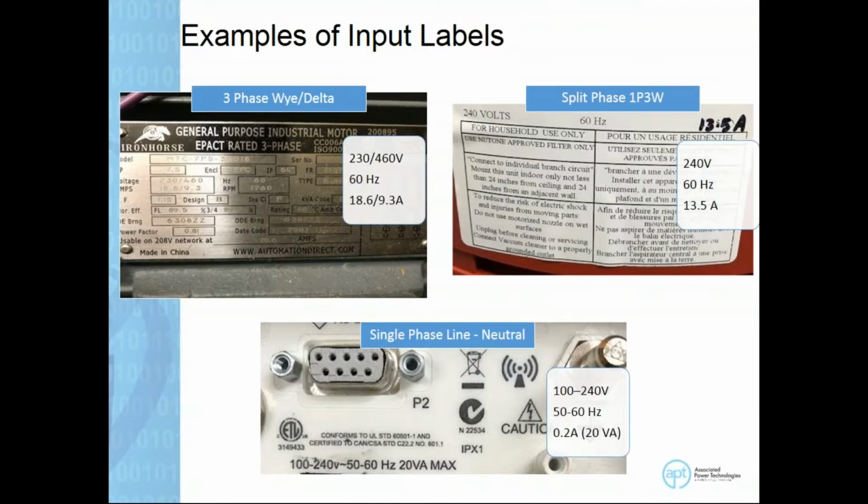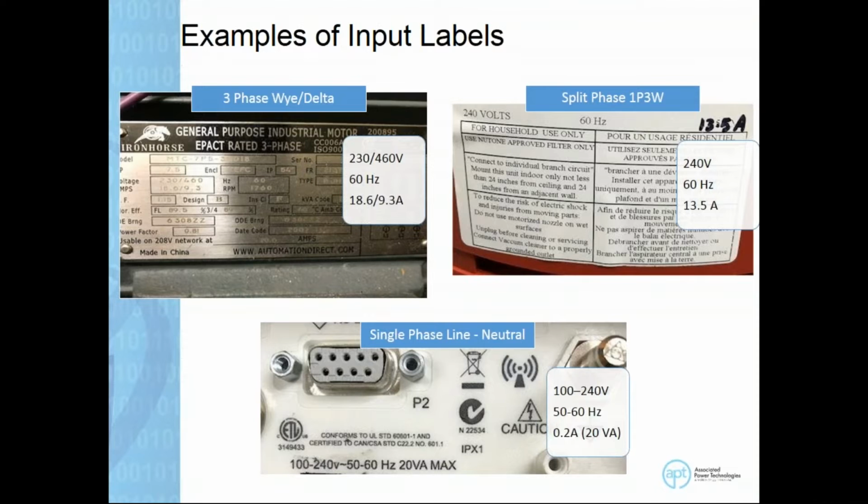The example below is for a single phase line neutral connection. Again, single phase, which is line neutral. This product is a medical device. It'll show at the bottom that the voltage range for this product is from 100 volts to 240 volts. So this product is able to handle any voltage you provide between 100 and 240 volts, and is able to power on.